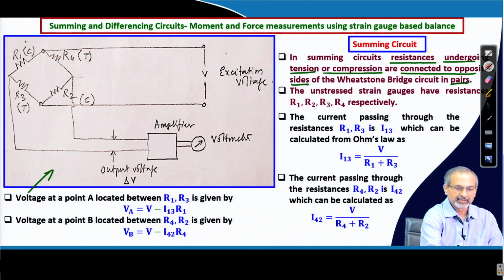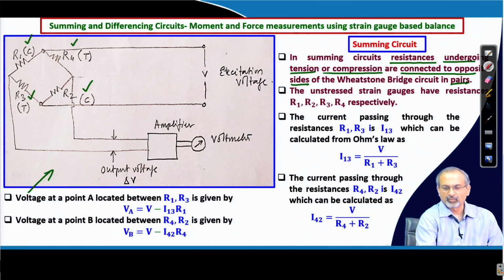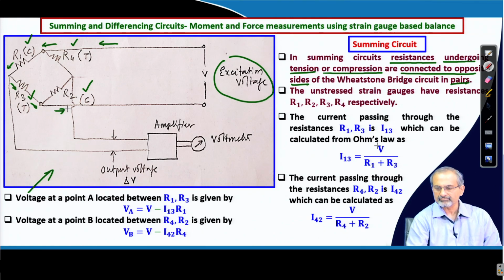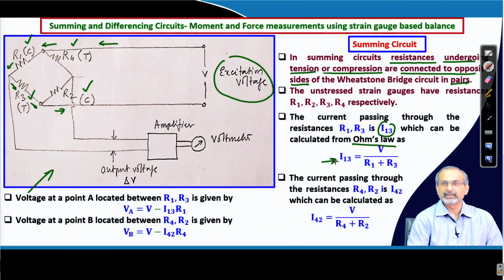We recall that compression, compression, tension, tension on opposite sides. Once we apply the excitation voltage to the Wheatstone bridge, let us see what happens when the current flows through this path containing the resistances R 1 and R 3. So, let the current be I 13. By Ohm's law, we get the current in terms of the applied voltage and the resistances which are in series.